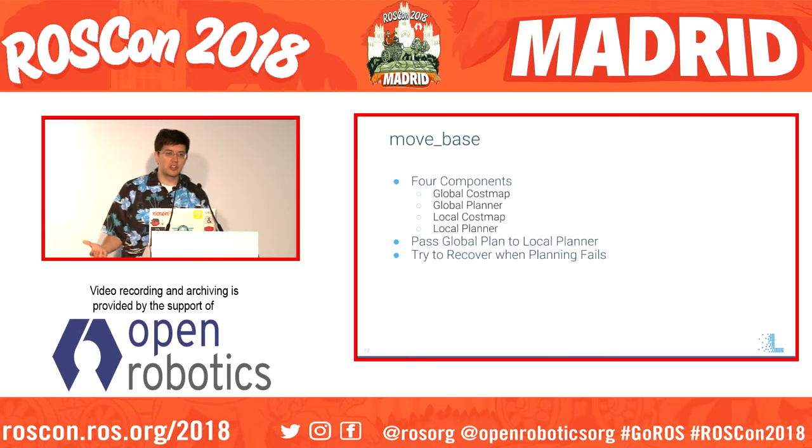All right, but the key component that manages all of this is MoveBase. And so, as we talked about before, there are 4 components, the 2 planners and the 2 cost maps. And really, all MoveBase does is it takes the global plan from the global planner and delivers it to the local planner. At least that's what's supposed to happen when everything's going right. And the complexity comes from trying to recover when the planning fails. And that's when you get into the number of recovery behaviors.